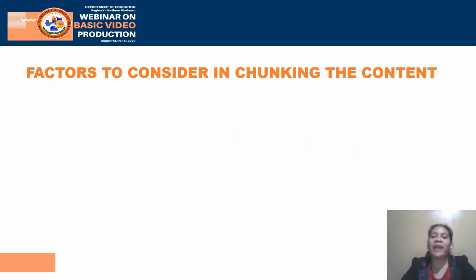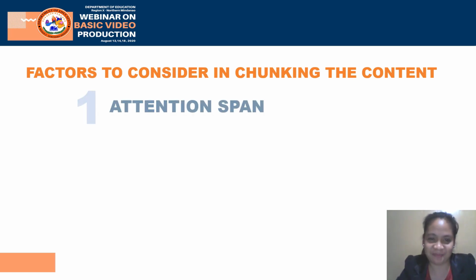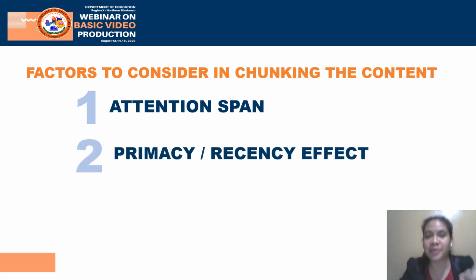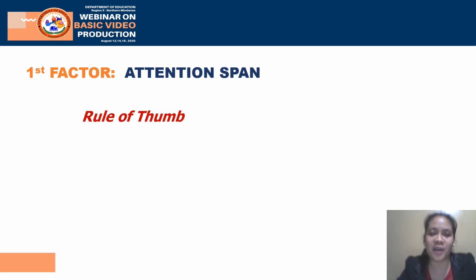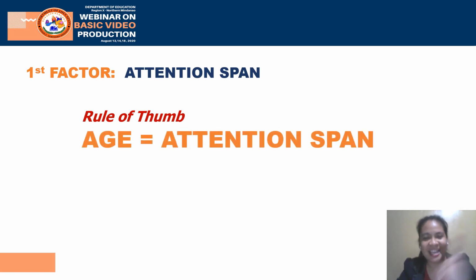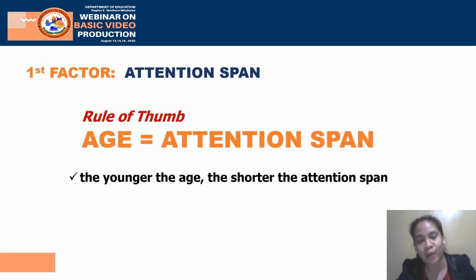Next, what are the factors to consider in chunking the content? First is we have to consider the attention span of our learners. Second, we should also remember the primacy or the recency effect. And then the third one, we have to consider the capacity of our working memory. How does it work? Okay, for attention span, the rule of thumb here is that age is equal attention span. So the younger our learner, the younger our audience, the shorter the attention span is.